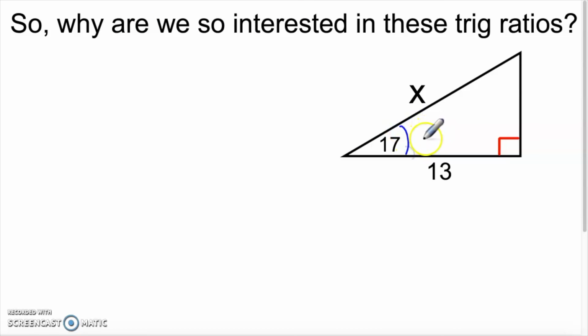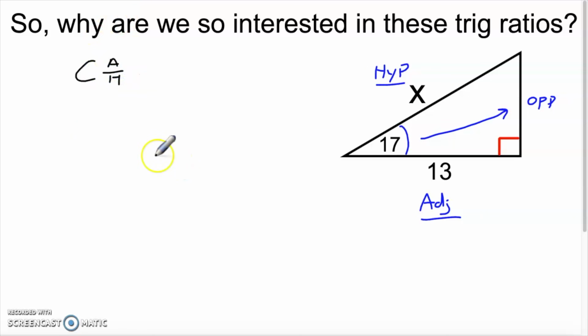So again, we're going to find the angle first. Look across from it. That's the opposite side. The hypotenuse is across from the 90, and the remaining side is the adjacent side. So this time we have an adjacent and a hypotenuse. So that is, once again, cosine. Cosine is the adjacent over the hypotenuse. So the cosine of 17 is the adjacent 13 over the hypotenuse x.